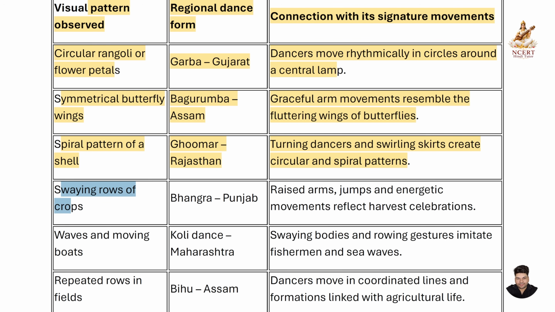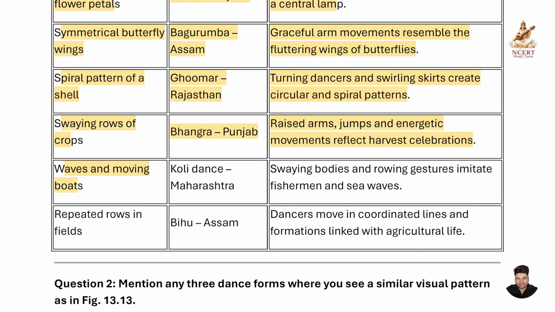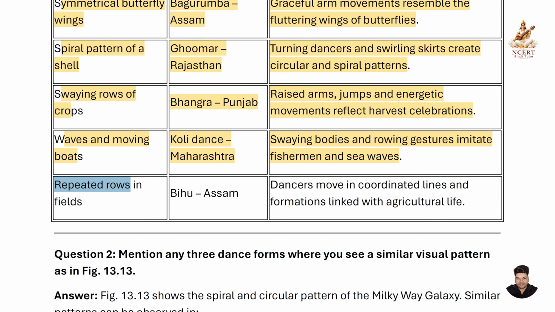Next, swaying rows of crops, Bhangra, Punjab, raised arms, jumps, and energetic movements reflect harvest celebrations. Next, waves and moving boats, Koli dance, Maharashtra, swaying bodies and rowing gestures imitate fishermen and sea waves. Next, repeated rows in fields, Bihu, Assam, dancers move in coordinated lines and formations linked with agricultural life.